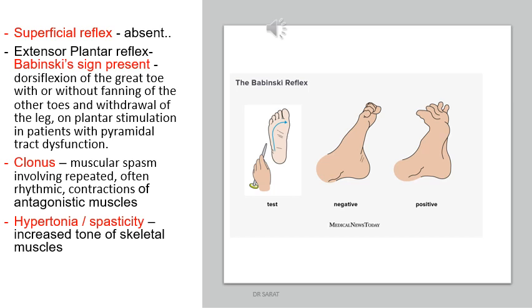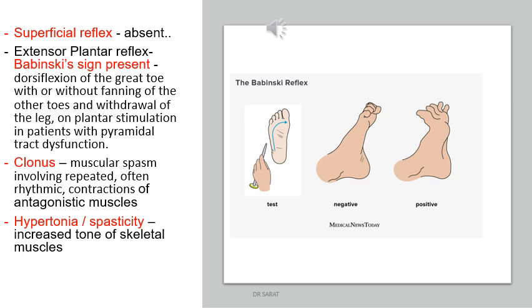Fanning of the toes may or may not be present, but the great toe gets extended or dorsiflexed, and also there will be withdrawal of the leg. So this is a very important sign in upper motor neuron lesions, that is Babinski's sign.